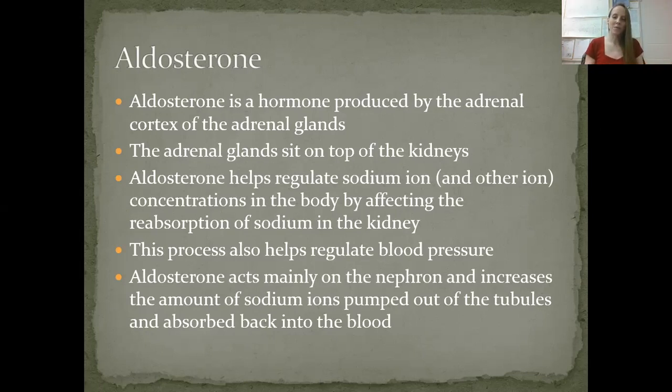So aldosterone helps to regulate the sodium ion concentrations in the body, and it does that by affecting the reabsorption of sodium in the kidney. And again, when we're talking about reabsorption, what we mean is absorbing things out of the nephron back into the bloodstream. So that also helps to regulate blood pressure. Aldosterone acts mainly on the nephron. It increases the nephron's permeability to sodium. So more sodium ions leave the nephron and get reabsorbed back into the blood.